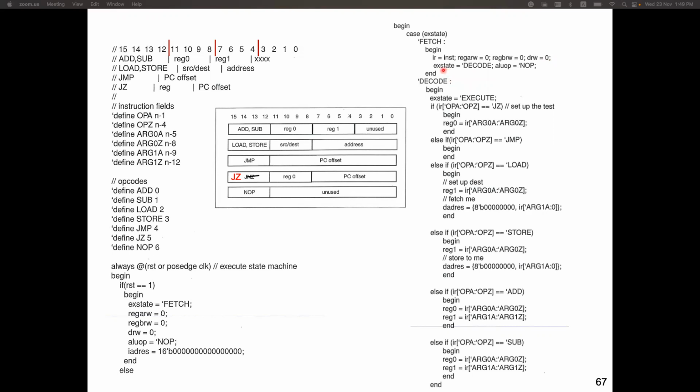And set the next state. Execution state, update the execution state to decode. So next state will be decode, and ALU has no operation.